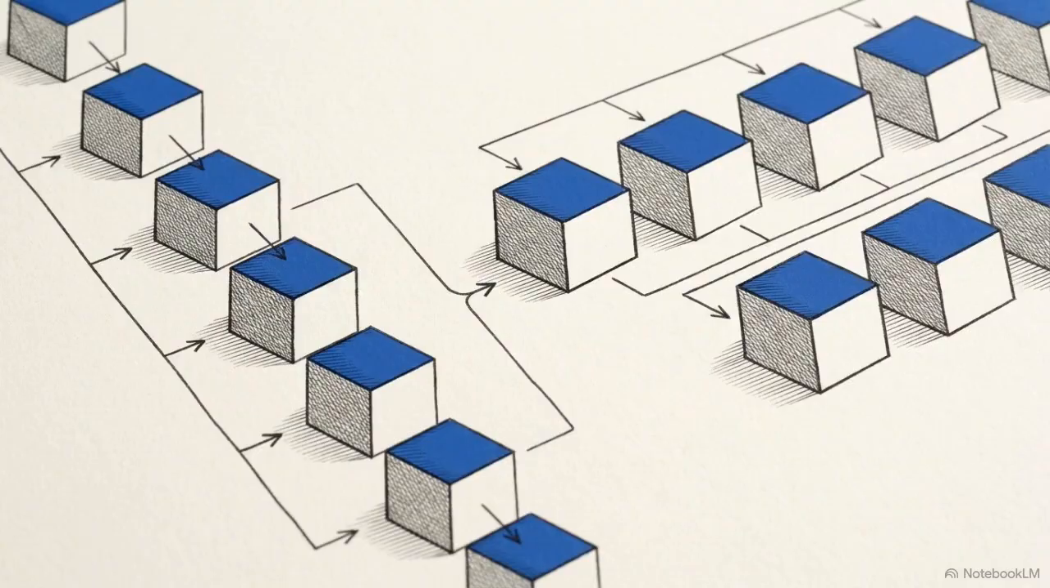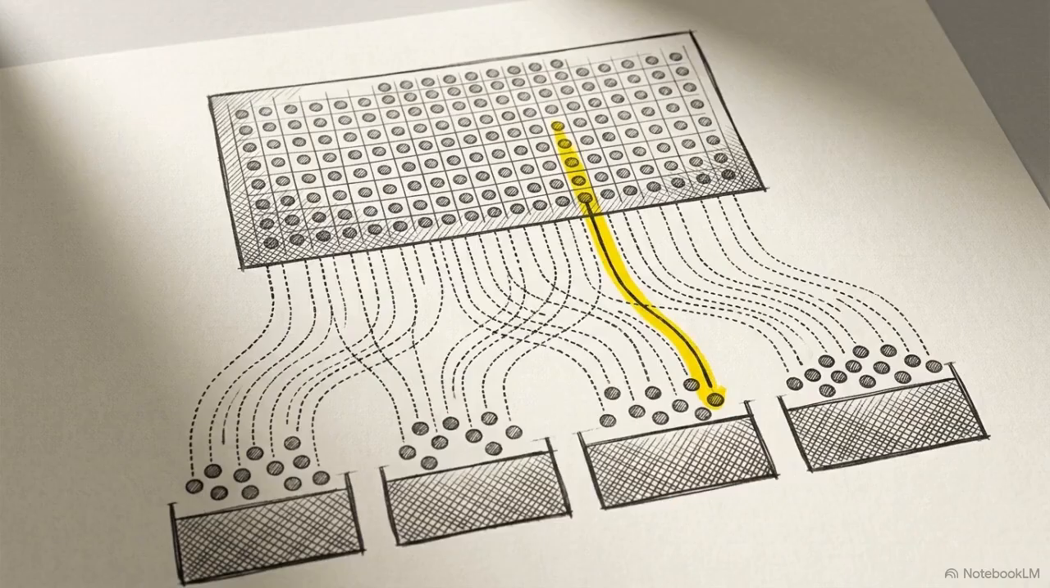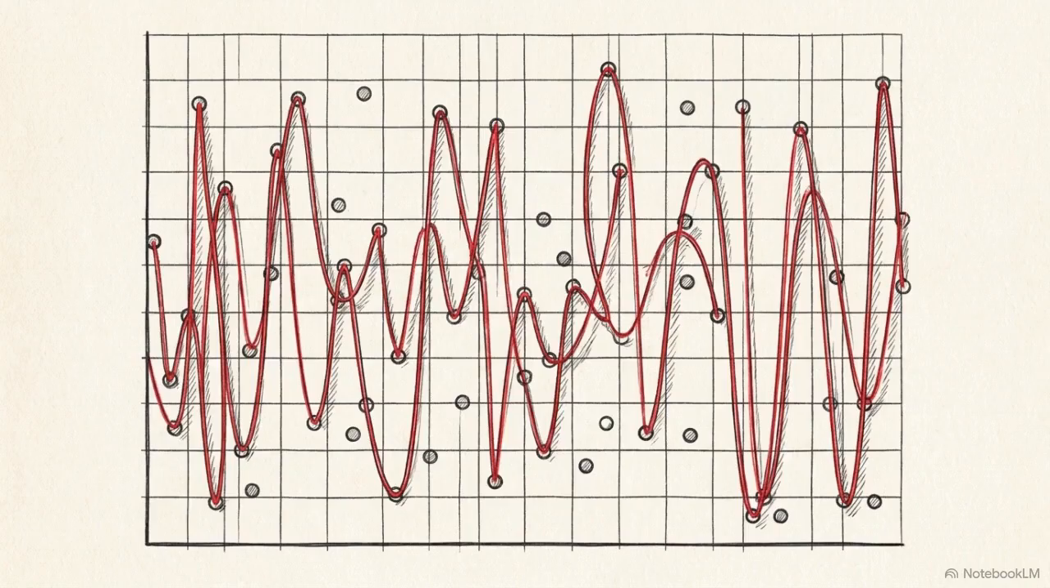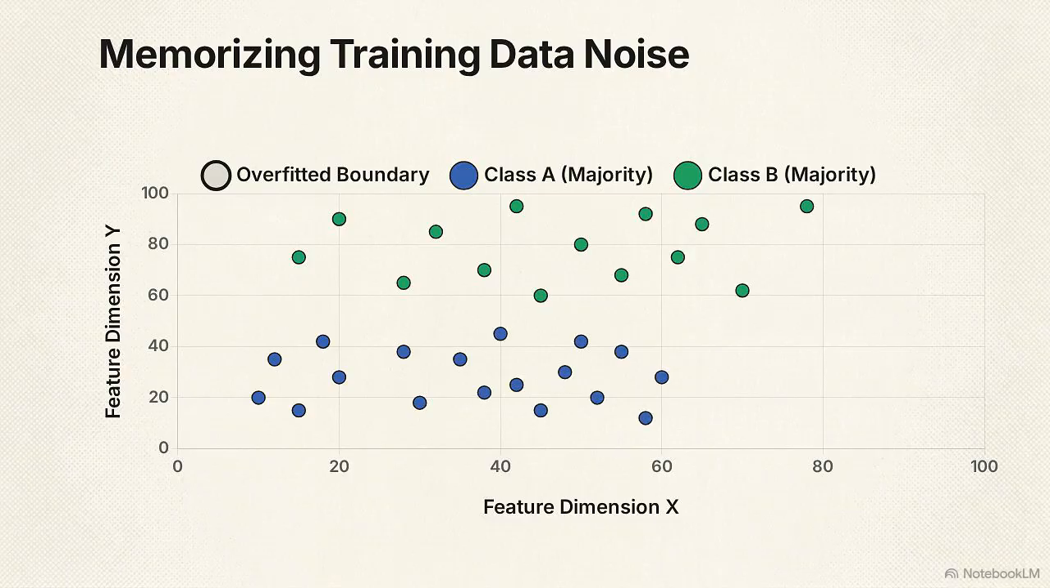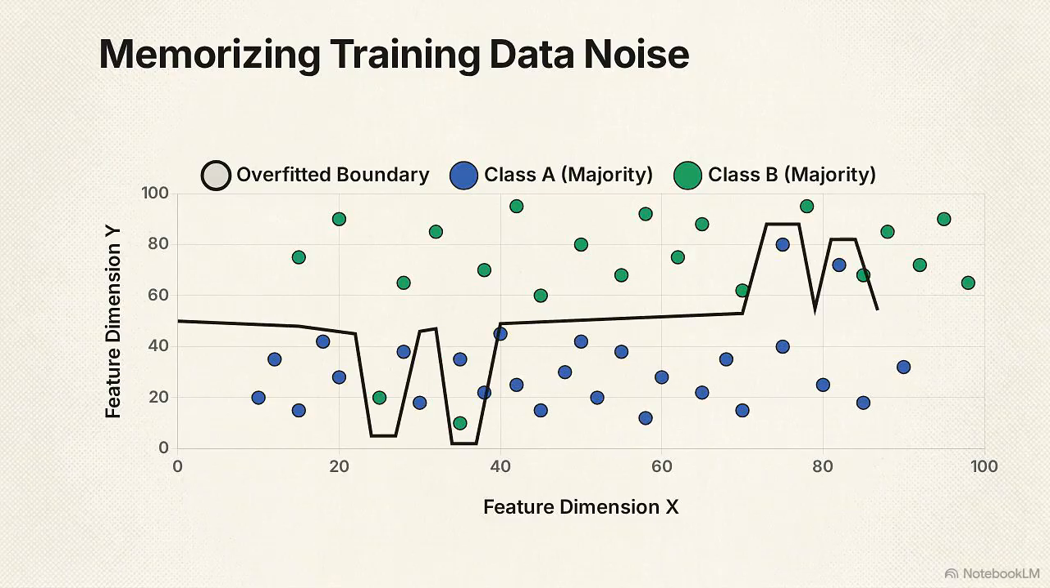Reaching this level of accuracy isn't about hyper-tuning a single model. It requires a structural change in how algorithms process data, using either parallel or sequential architectures. The first major architecture is bagging, short for bootstrap aggregating. It is designed to solve the problem of high variance, where a model becomes so sensitive to its training data that it fails to generalize to new information.